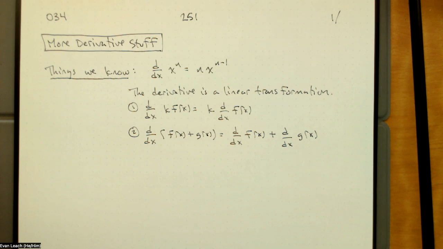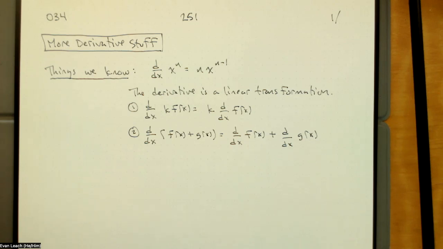Today we want to look at some more derivative stuff. Let's remind ourselves of the things that we know so far. We know our basic rule for finding derivatives. If we have x to some power, to find the derivative of a power of x, we multiply by the exponent and then subtract one from the exponent. So the derivative of x to the n is nx to the n minus 1.